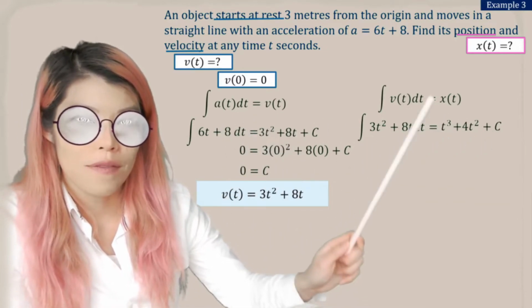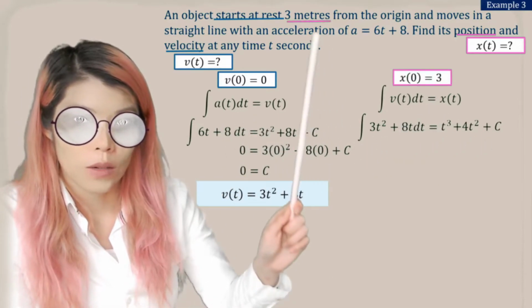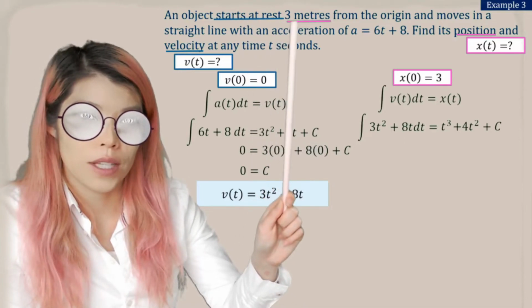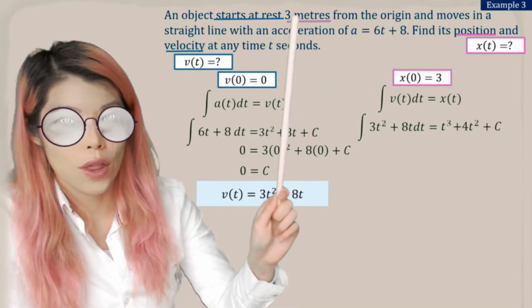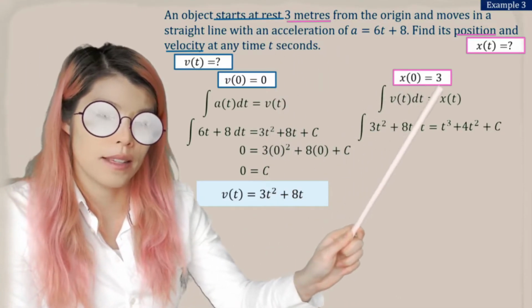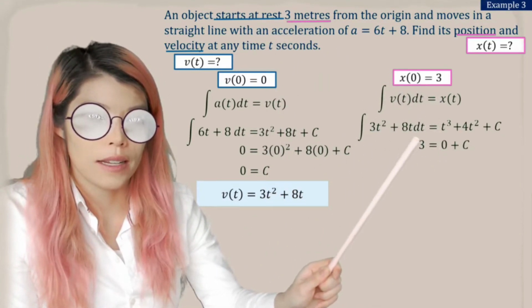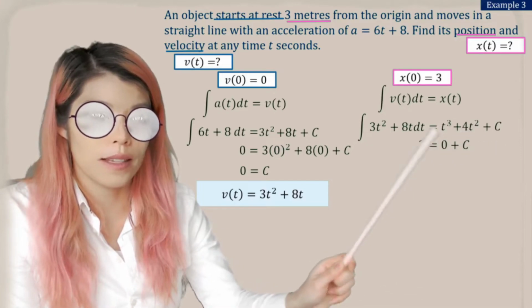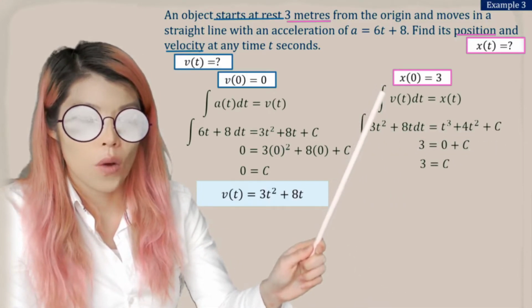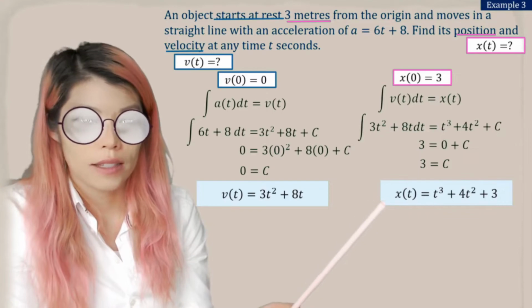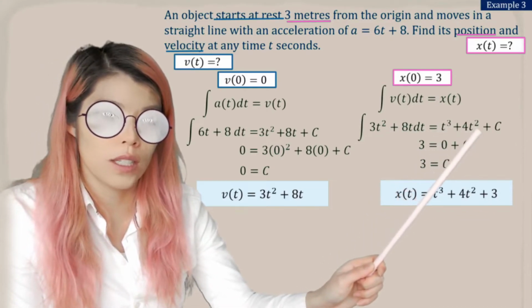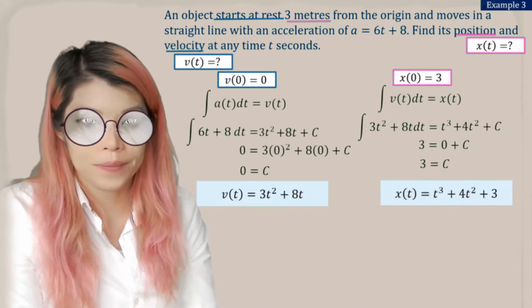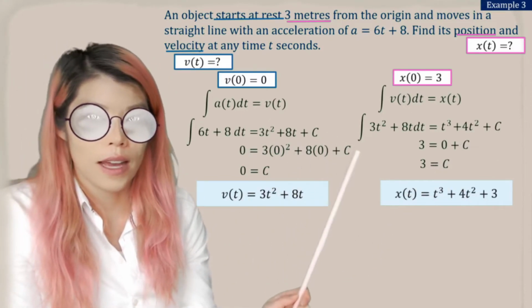So now we have that as our position. We also see that it starts at rest 3 meters from the origin. So starts means t is 0, 3 meters from the origin means x is 3. So we can plug that in. 3 equals 0 plus c, c is 3. So the equation for the position is x of t equals t cubed plus 4t squared plus 3. Now we have the velocity and we have the position.